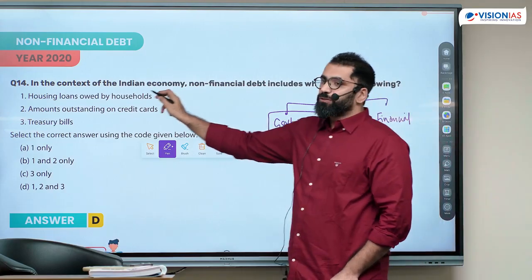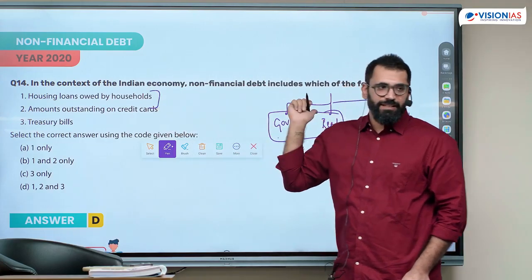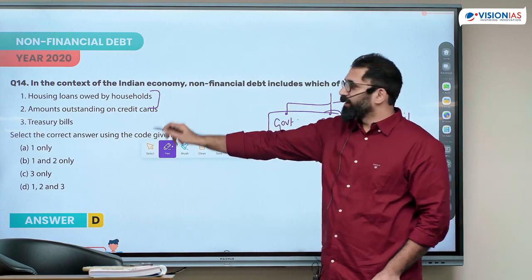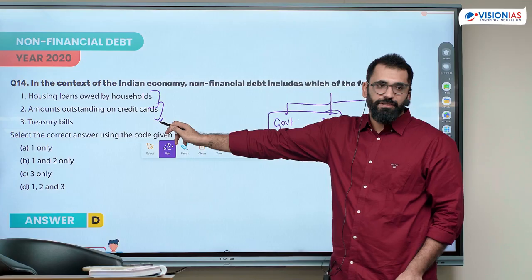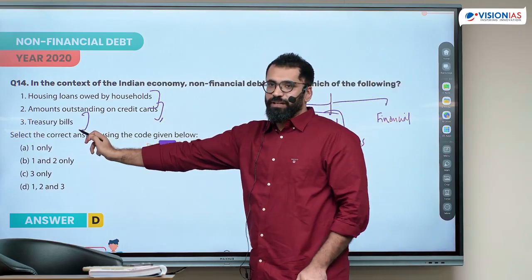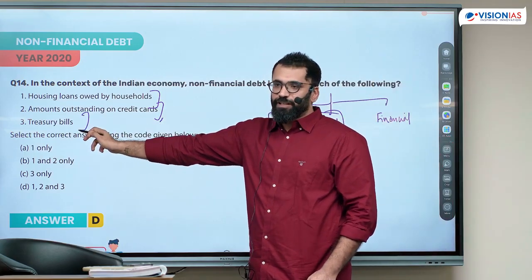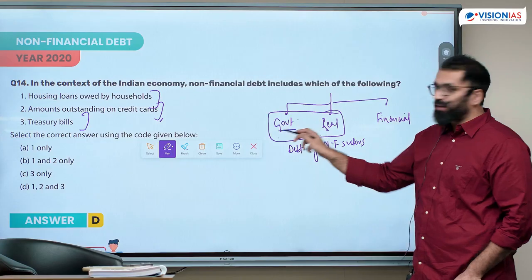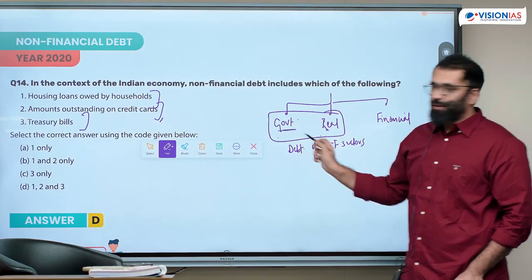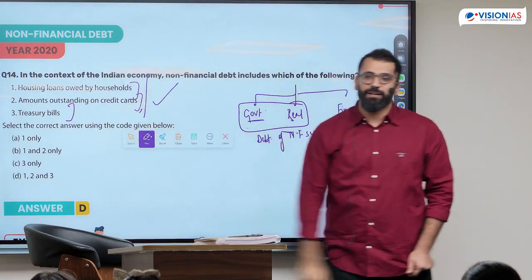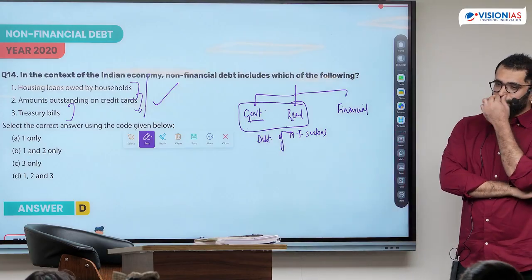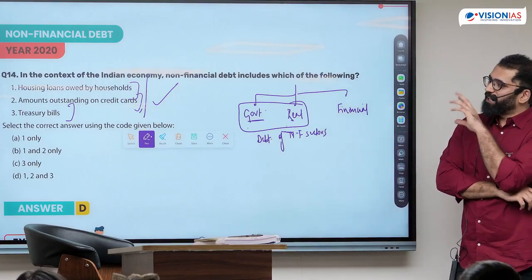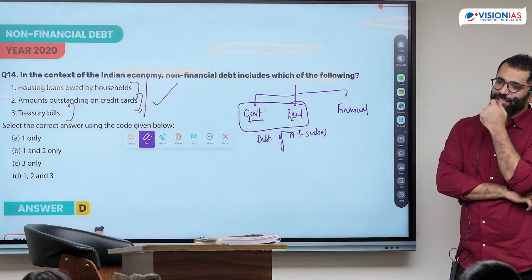Housing loans owed by households. This is the real sector. Household is real. Amounts outstanding on credit card. Again real, households. Treasury bills. What are treasury bills? Issued by the government. So debt of government or debt of the real sector. All of the three are correct. This is why I say this is tricky. They could have made it more clear, debt of non-financial sectors.